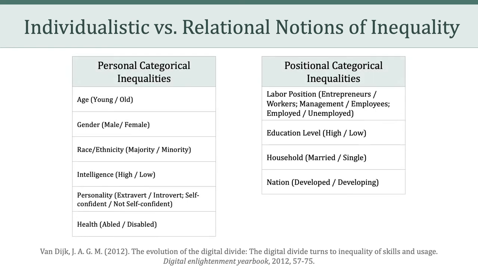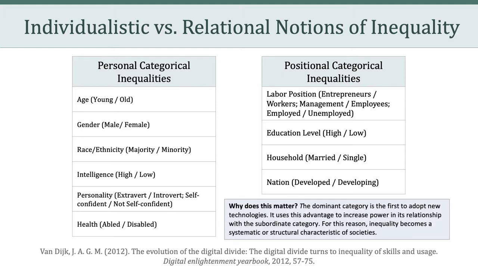Van Dijk explained that research has shown that differential access to technology is related to individuals and their characteristics, such as level of income, their education, employment, age, sex, and ethnicity. However, van Dijk argues that relational notions of inequality are just as important. From this perspective, the prime units of analysis are not individuals, but the positions of individuals and the relationships between them. In other words, inequality is a matter of individual attributes and categorical differences between groups of people. And he argues that in each of these categories, the dominant category is the first to adopt new technologies.